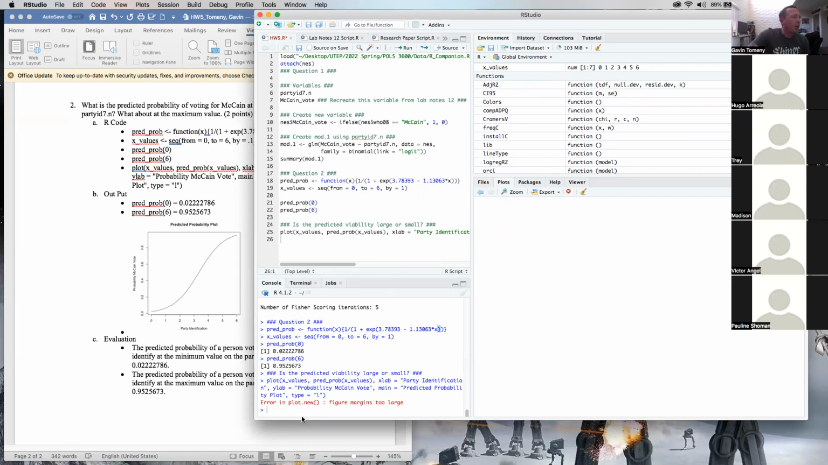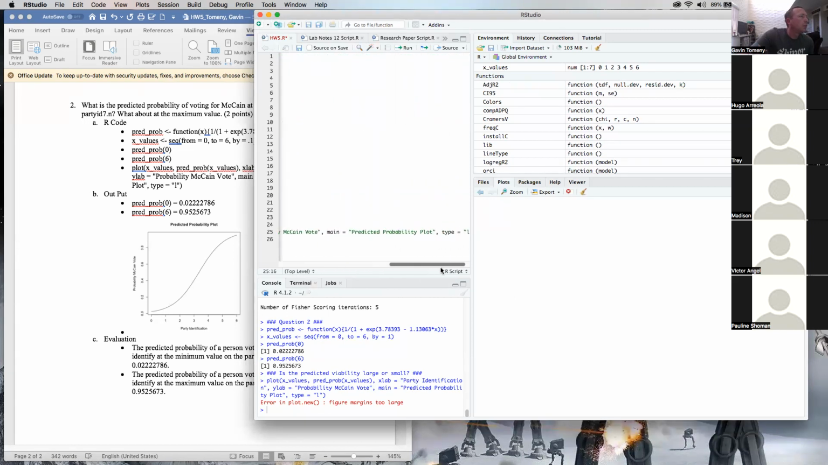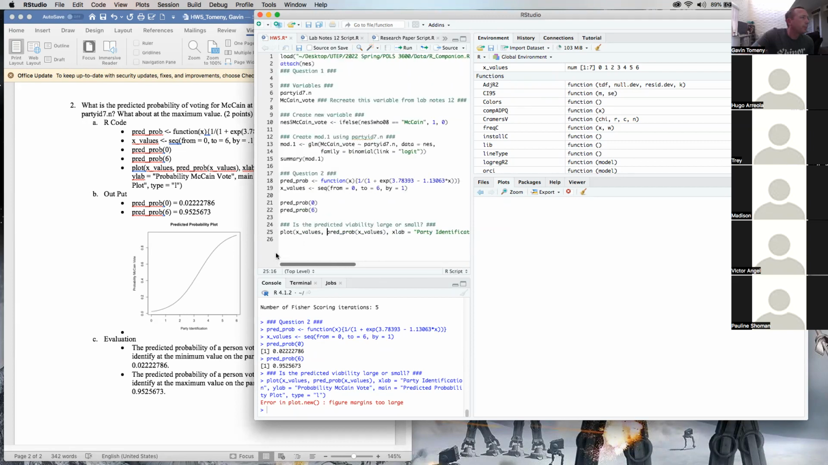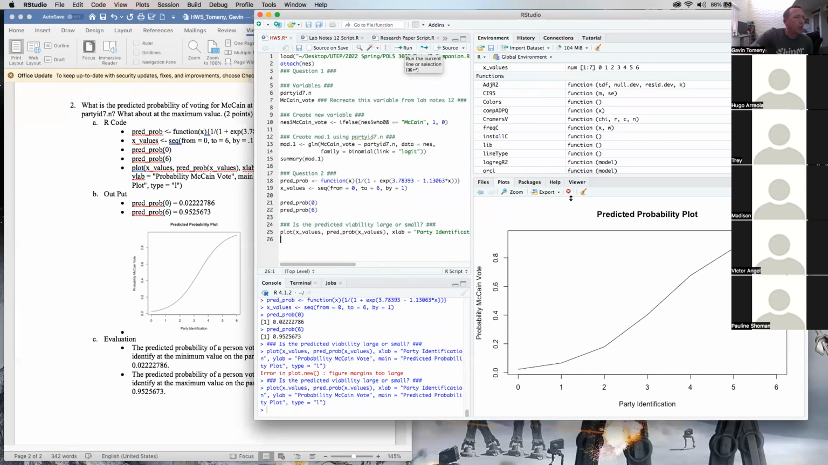Are you getting the error in plot.new, figure margins too large? No, I have a different error. It says there's an unexpected comma. I'm going to delete some commas and see what happens. But if it's not required, I'm not going to stress about it. But you've been very helpful, man. Thank you very much. Not a problem.